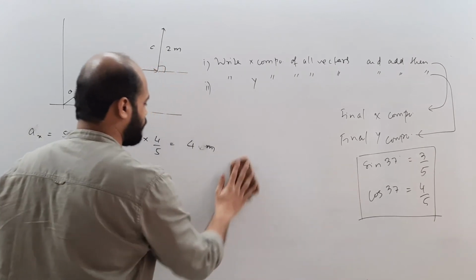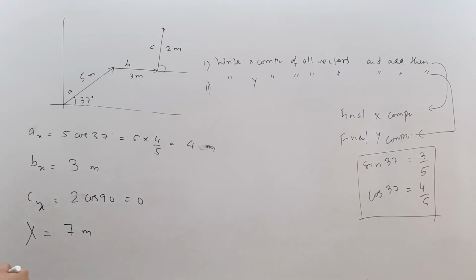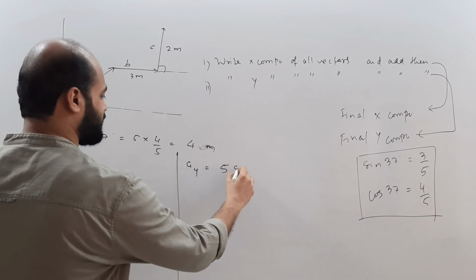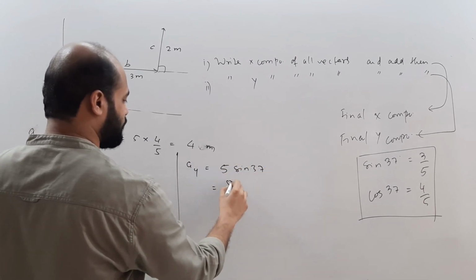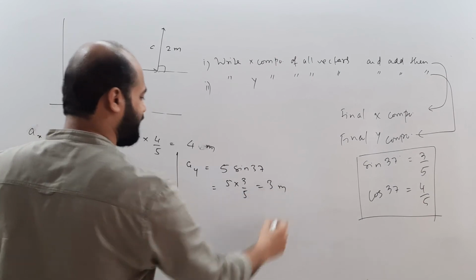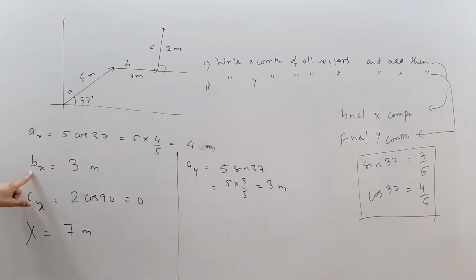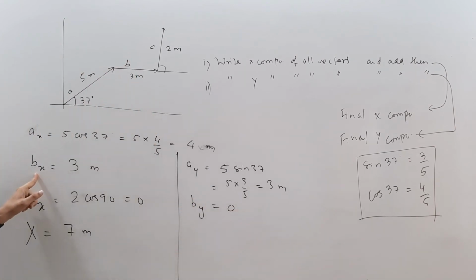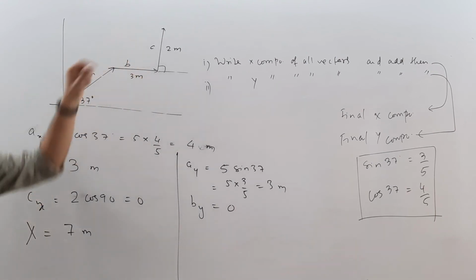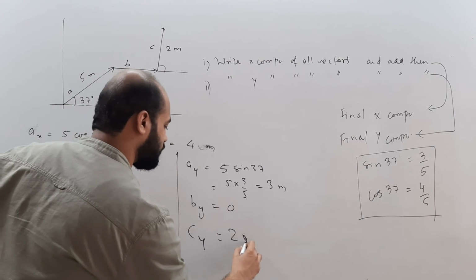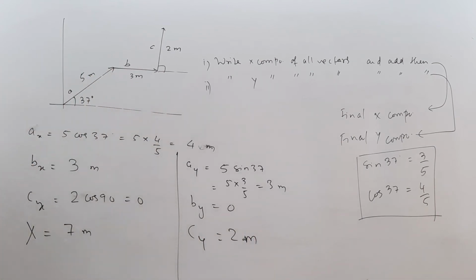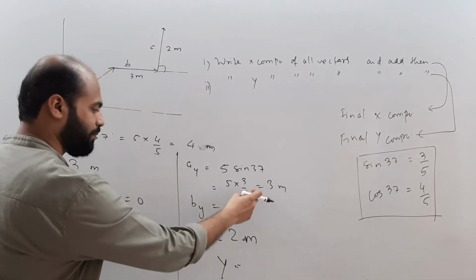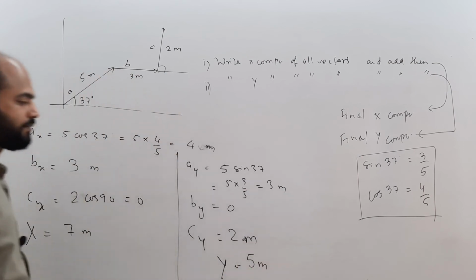Let's write the y component as well. The y component of this vector is going to be ay, that is 5 sine 37. That comes out as 5 into 3 by 5, which is 3 meters. The y component of this is going to be 0 because the entire vector is horizontal. By is going to be 0. And the y component of this vector is going to be 2 units because the entire vector is vertical. So now we get the y component as 3 plus 0 plus 2, that is 5 meters.